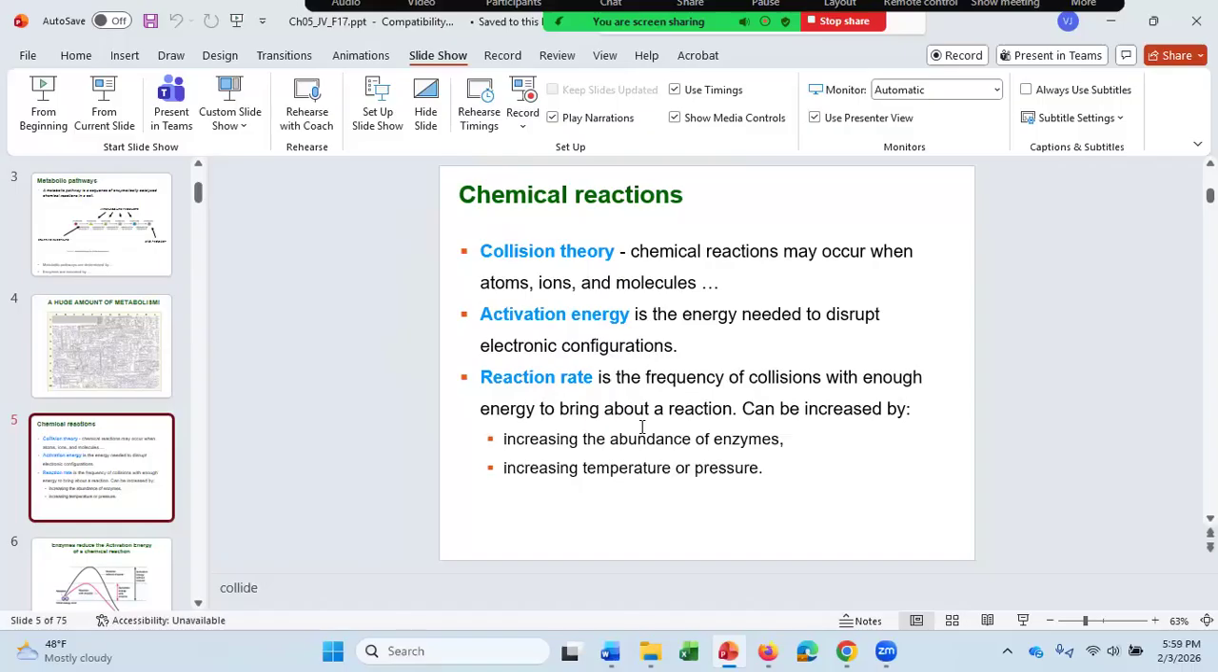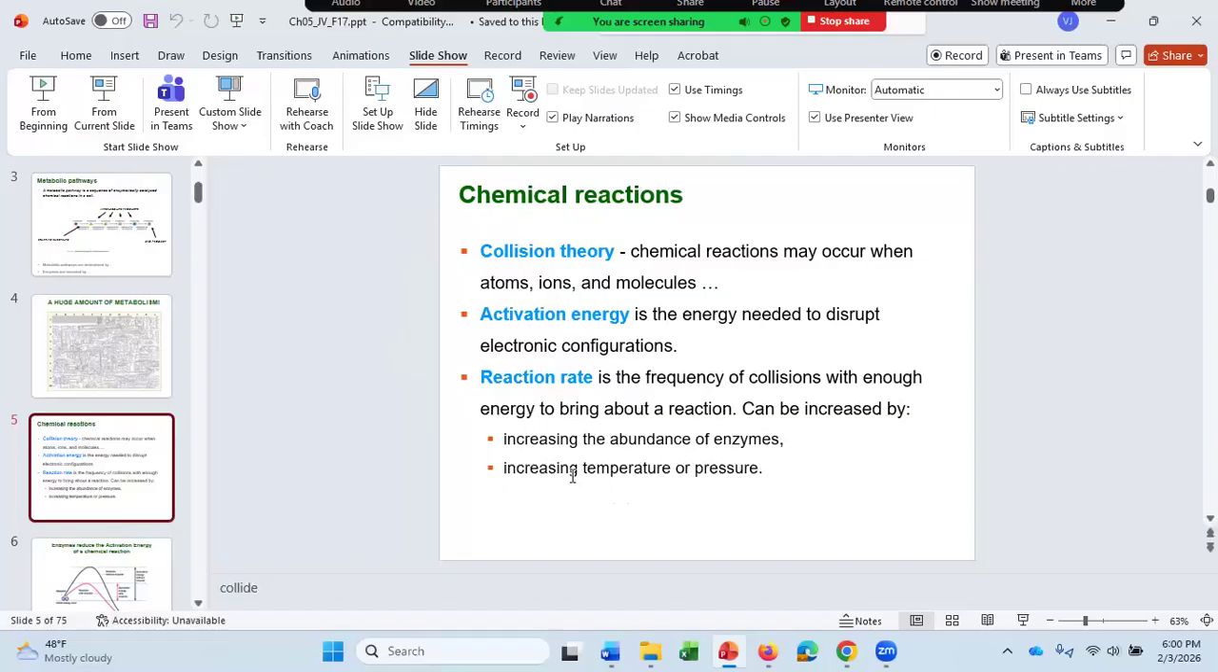You can increase the reaction rate by increasing the abundance of enzymes. The more enzymes you have, the more likely you'll have a collision between the enzyme and the starting substrate, and then the enzyme will convert that starting substrate into the product, and so we'll speed up the reaction if we have more enzymes. Likewise, you can increase the temperature, and that will increase the reaction rate.